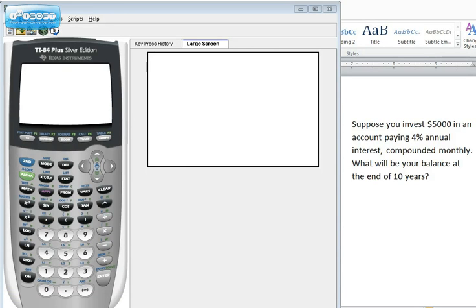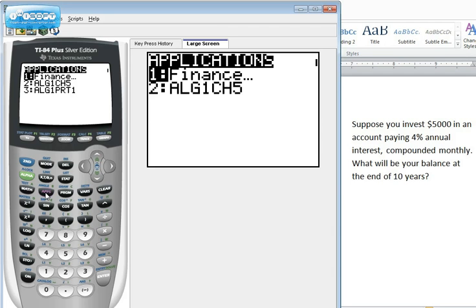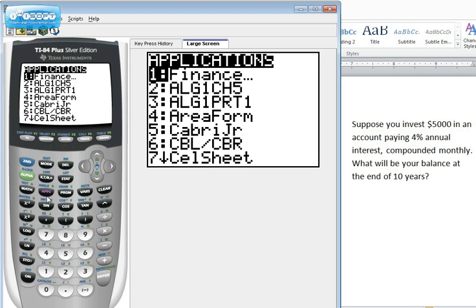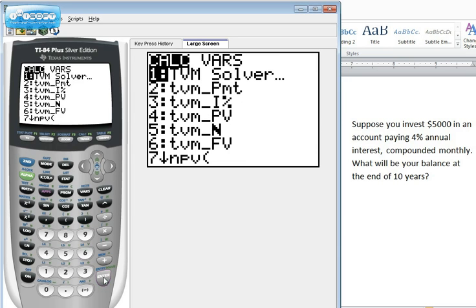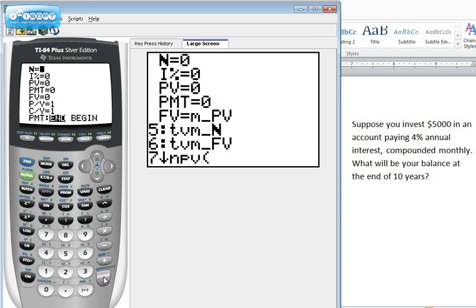The first thing we need to do is get into the TVM solver, which is built into the TI-84 and 83. To do that, we'll go to the Apps button. It's a couple levels above the number 7. That gets us to our applications. The very first choice is Finance, so we can click Enter. And the very first choice is TVM Solver. That's the one we'll be using in this class, so click Enter.